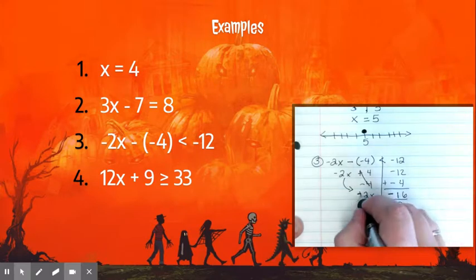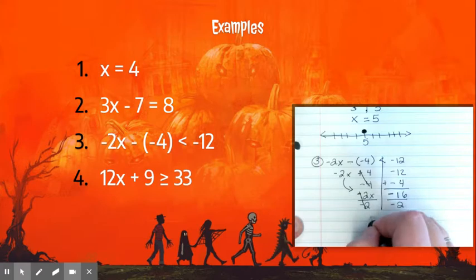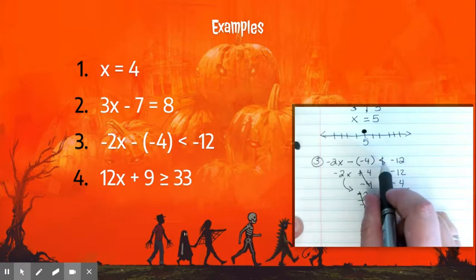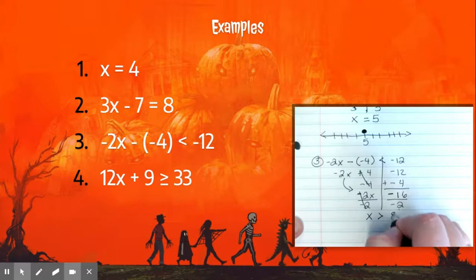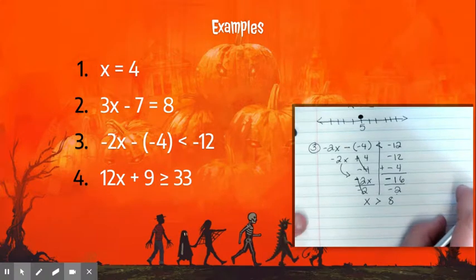Okay, and then I divide by negative 2. I cross out negative 2, and I'm left with x. I divided by a negative, so I need to flip from the less than to the greater than. Negative 16 divided by negative 2 is 8, and it's a positive 8 because there's two negatives. Okay, x is greater than 8.